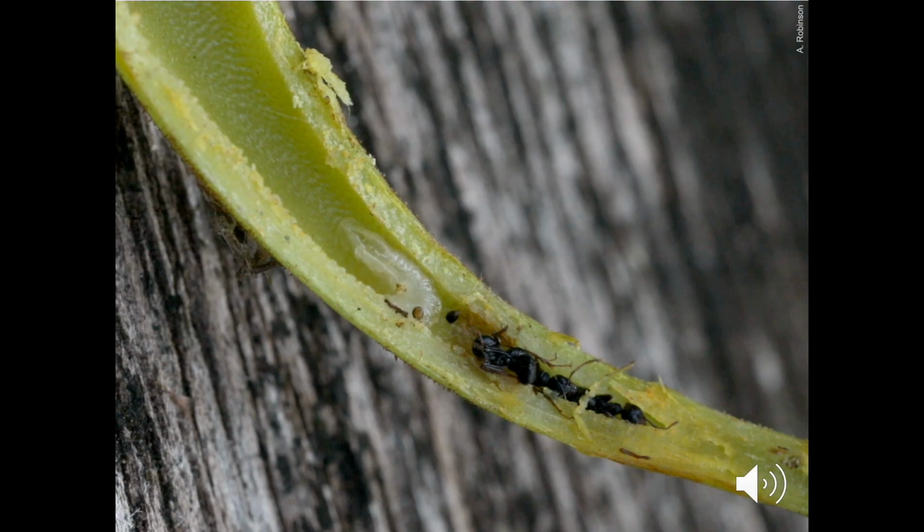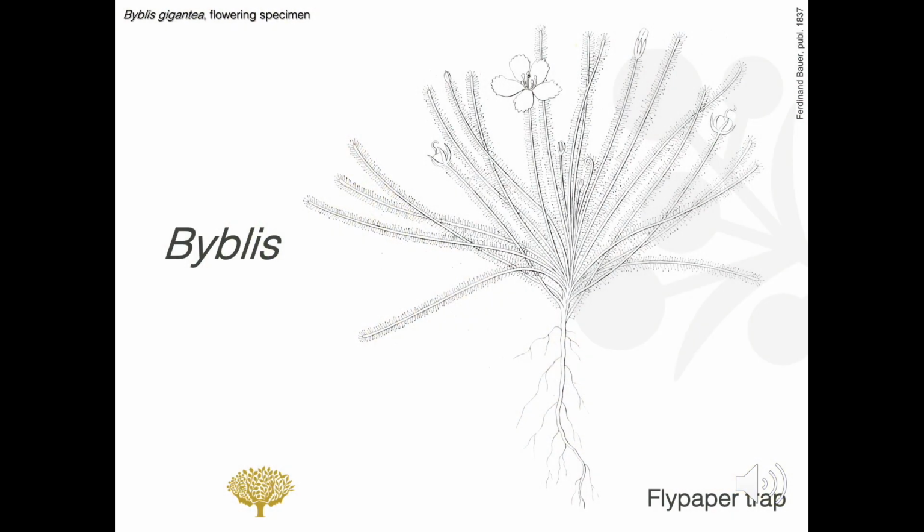In fact, I'm going to go out on a limb and make a prediction. My prediction is this. Whenever some lucky ecologist gets the funding to carry out a proper study of the animals that live inside Australia's Nepenthes, they're going to find something new of at least this order. So watch this space. This brings me on to the last group of carnivores, the viscid carnivores, or those with flypaper traps. Biblis is one of two flypaper carnivorous plant genera in Australia.